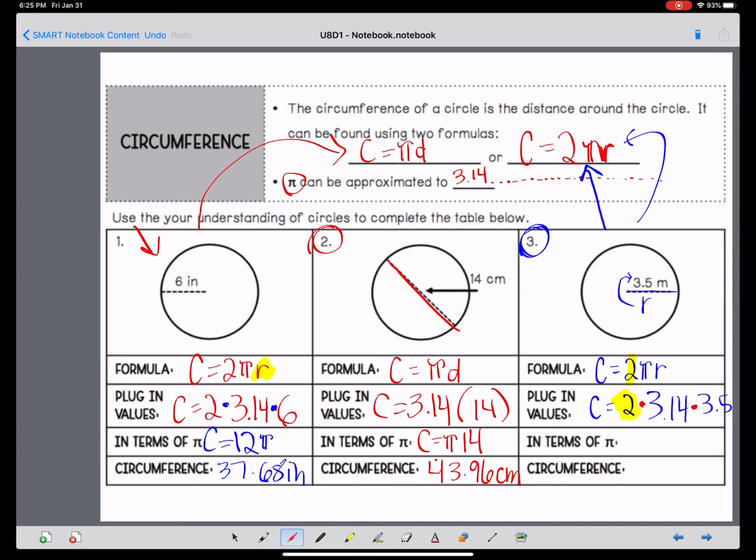Okay, so in terms of pi, that means if I had my little pi symbol, what else would I multiply by? Well, I would multiply by 2 and 3.5, which is 7. So you could have just said, oh, well, 3.5 times 2 gives you 7. And so 7 times the diameter, if you were to use this equation, or 7 times pi, will give you your answer. So once again, both equations work. It's up to you how you would like to use them. The circumference is 21.98 meters.